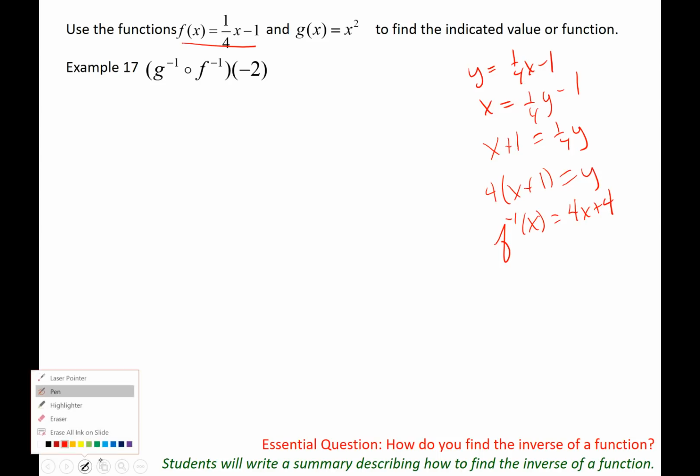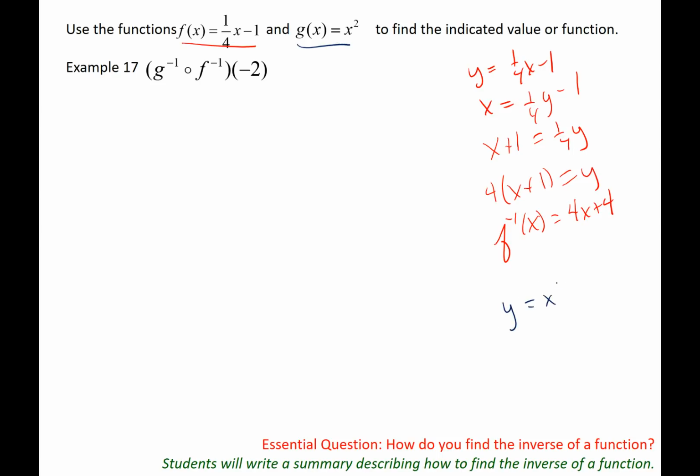Okay, now we're going to do the g function. I'm going to do a different color. I'm going to leave myself a little bit of space there. So it's really y equals x squared. I'm going to switch my x and my y. I'm going to undo this by taking the square root. Really, I should probably do a plus minus on it because that's what we do with square roots. So it's plus or minus square root of x equals y. And then I'm going to put it back in function notation. It was a g function. So g inverse of x equals the square root of x. I'm going to go ahead and drop the plus minus. I think we'll probably be okay without it, but we really should, in theory, have it there.